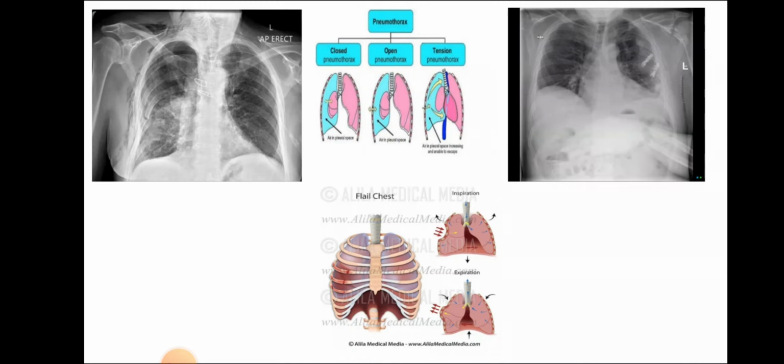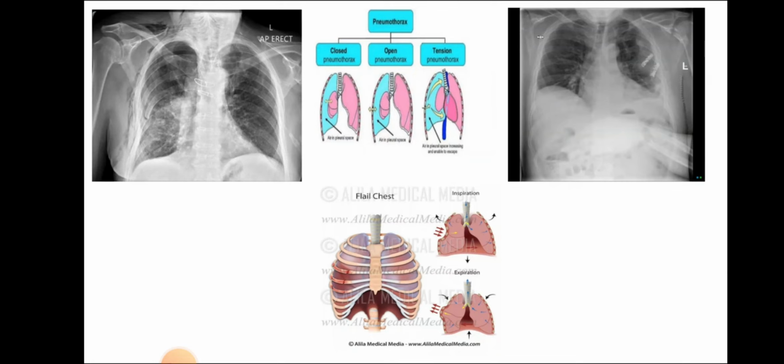Next is stove in chest. Stove in chest is a rare and complex type of injury which develops from an extensive localized crushing force, which produces multiple rib fractures. Because of these multiple fractures, there will be a depression in the chest wall in that region, and that condition is called stove in chest. And another condition is flail chest.